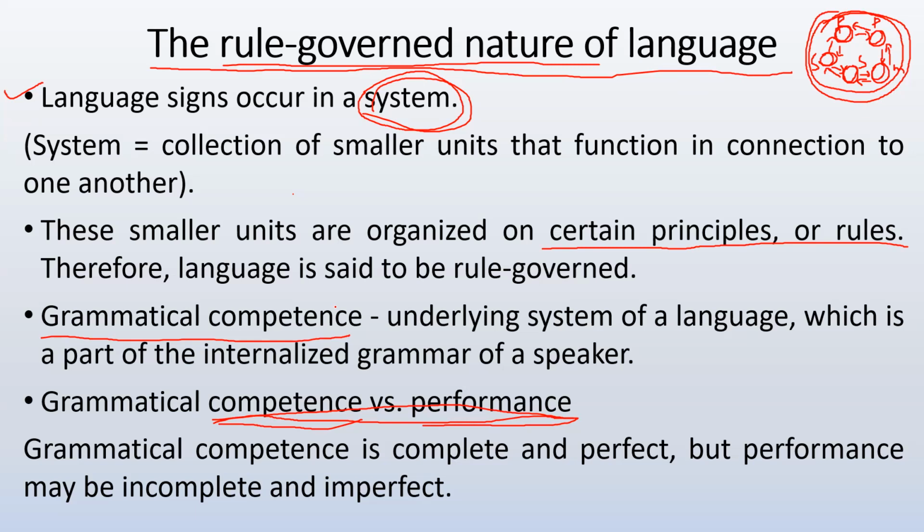So always the point is competence is not equal to performance. Performance is the production part of language, whereas competence is the grammatical knowledge that is internalized within the mind of the learner. These two do not tally all the time, and that is kind of a problem. That is why here we say competence is always complete and perfect.